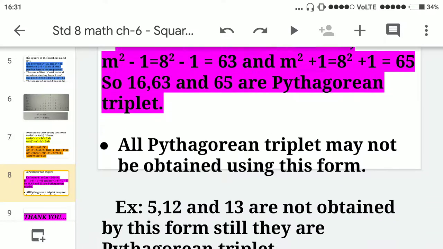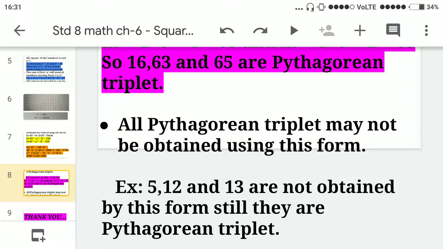Okay. But not all Pythagorean triplets can necessarily be obtained using this form. They can follow any other pattern also. 5, 12 and 13 is one example which does not follow this formula, but still they are a Pythagorean triplet.